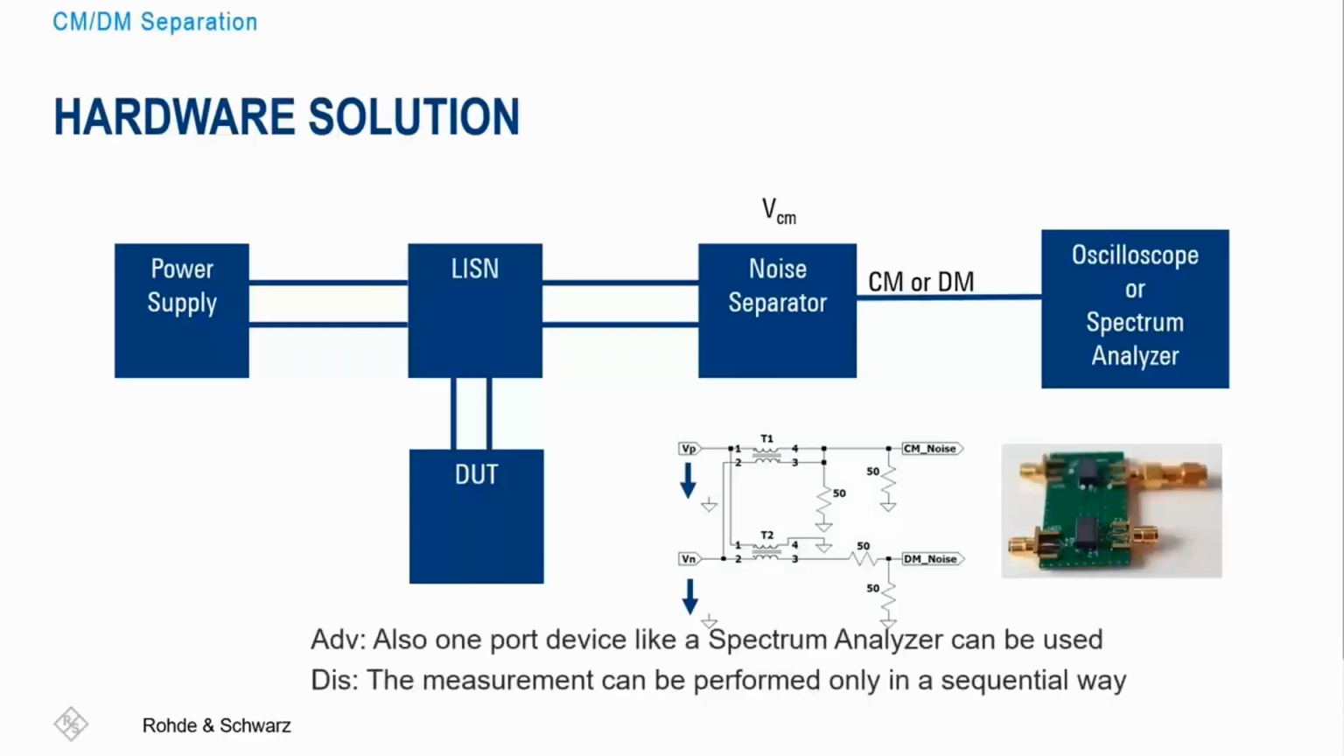Alternatively, with a bit of DIY tinkering, it's possible to create your own noise separator. However, it's important to note that this DIY approach requires a wideband RF transformer and a very high quality resistor for impedance matching. But the good thing is with this approach, you can use a receiver or spectrum analyzer to measure both common and differential mode noise without the additional computational steps.